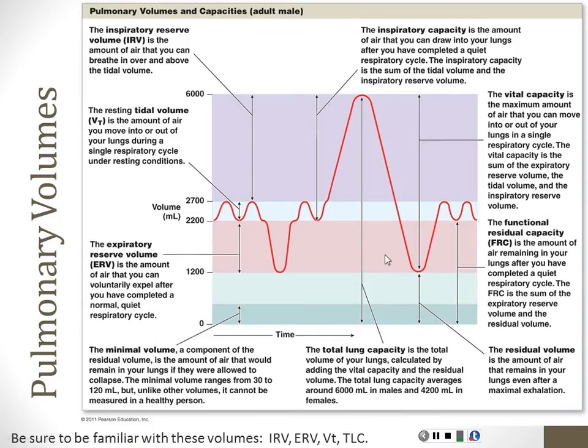So I'm hoping you're going to talk about these pulmonary volumes in lab. Have you done that already? No, hopefully you will do that. But I do want you to know these four: the IRV, the ERV, the tidal volume, and, well, not total lung capacity, it should be the vital capacity, VC.